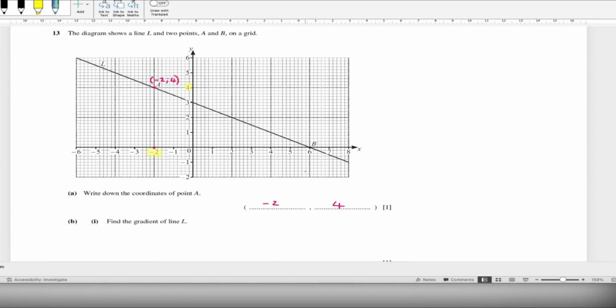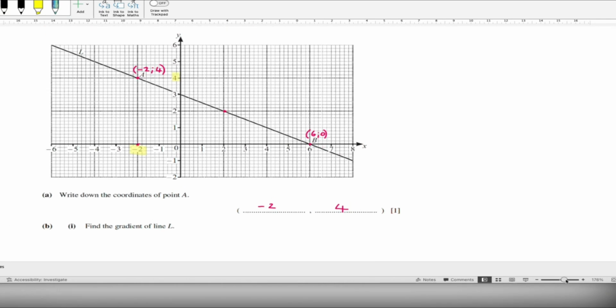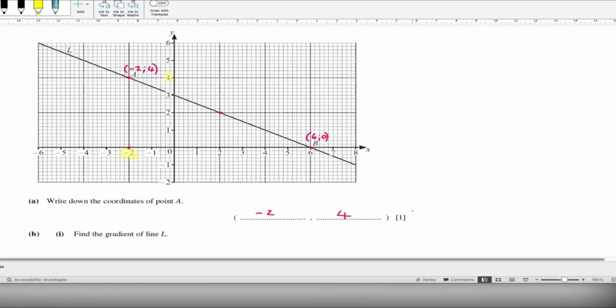Okay, this is line L. Now they ask us to find the gradient of line L. How can we go about finding the gradient of this line? Any ideas, any suggestions? So you can use any other point. For example, you can use this point over here, or you can use point B. Now, what's the coordinates of point B? It is 6, 0.